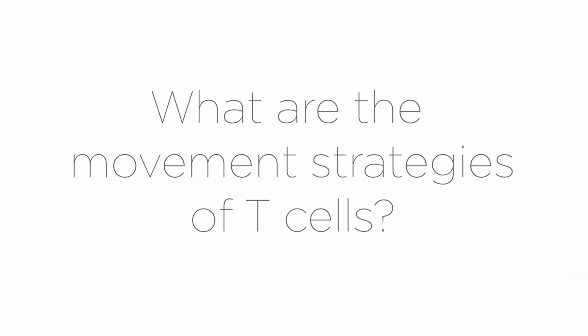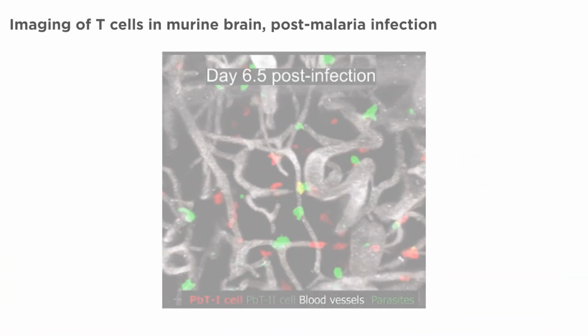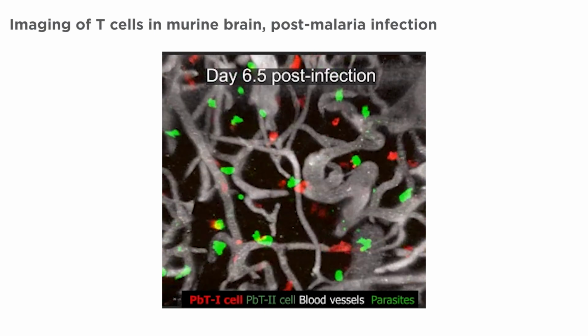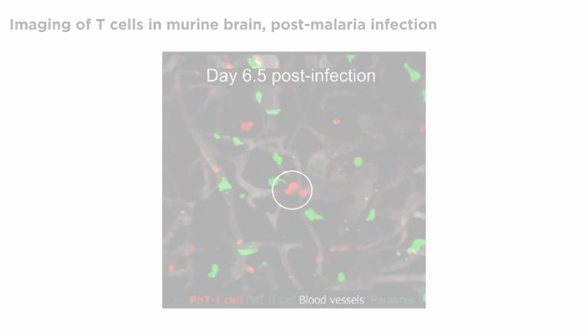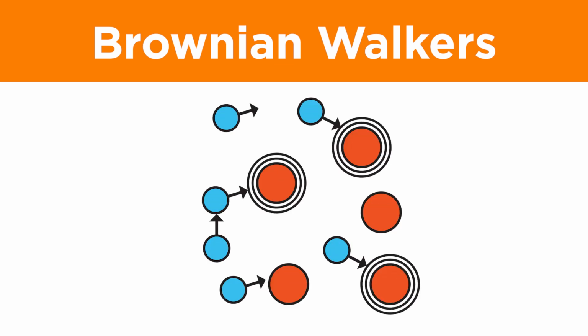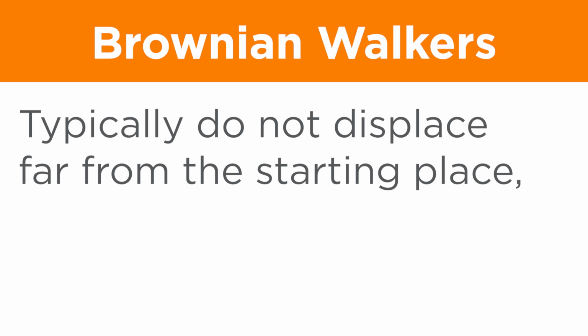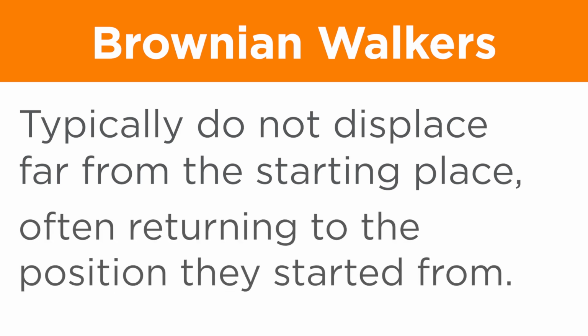So what are the movement strategies of T cells? For a while, it was not fully clear. Some studies suggested T cells perform random walks like the movements of small particles suspended in a solution called Brownian walkers. Such movement pattern typically allows thorough exploration of local areas, but Brownian walkers typically do not displace far from the starting place, often returning to the position they started from.